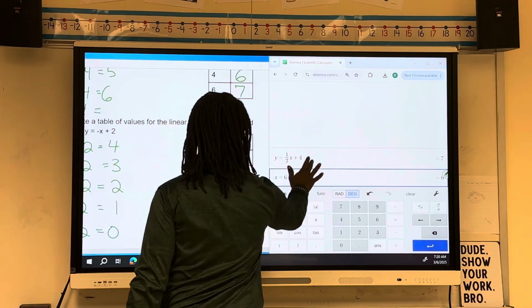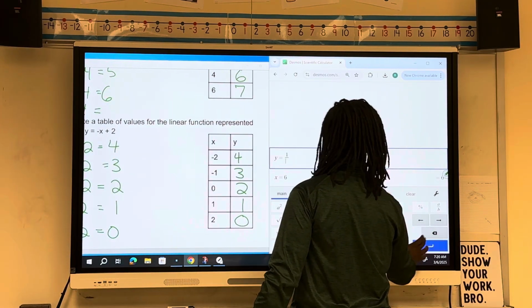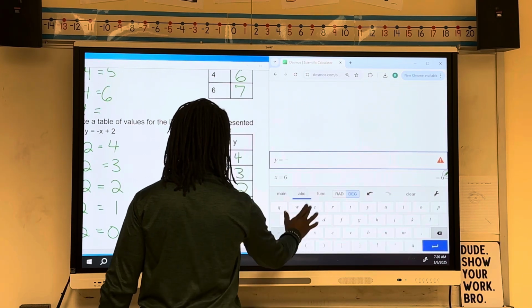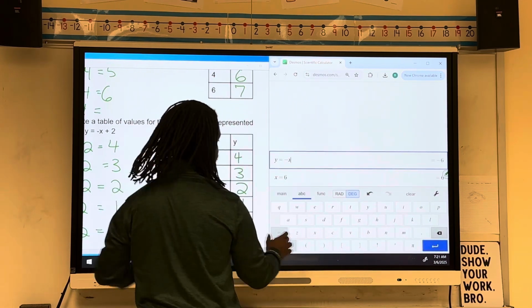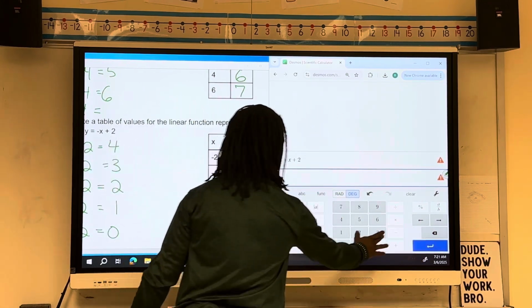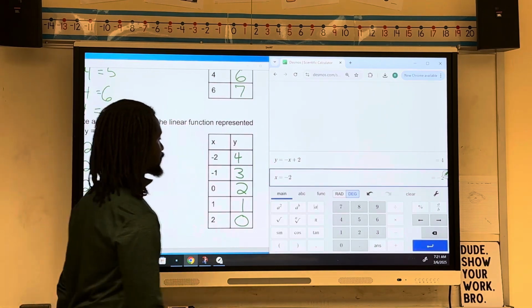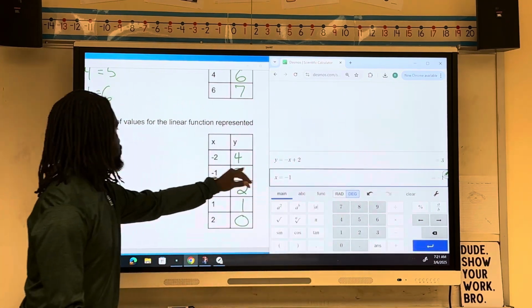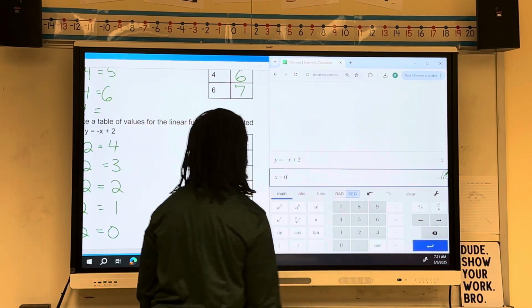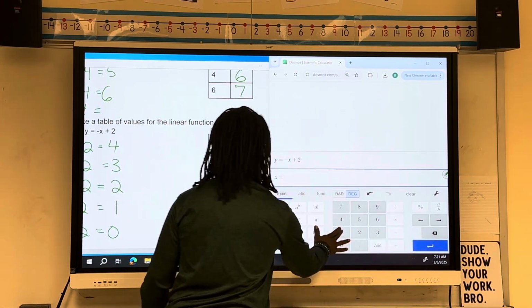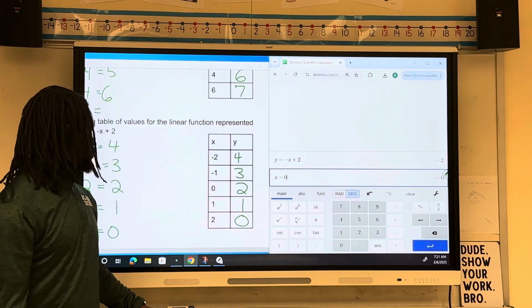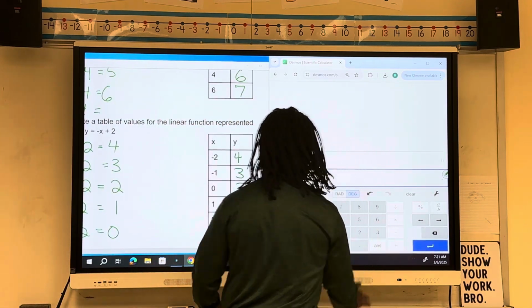So our equation would be negative x plus 2. And then we're putting in our values. We got -2. When we did that, we got 4. Then we had -1. When we did that, we got 3. Then we got 0. We got 2. Then 1, 1, and then... I'm sorry, I did that backwards. It should be 2, and we got 0.